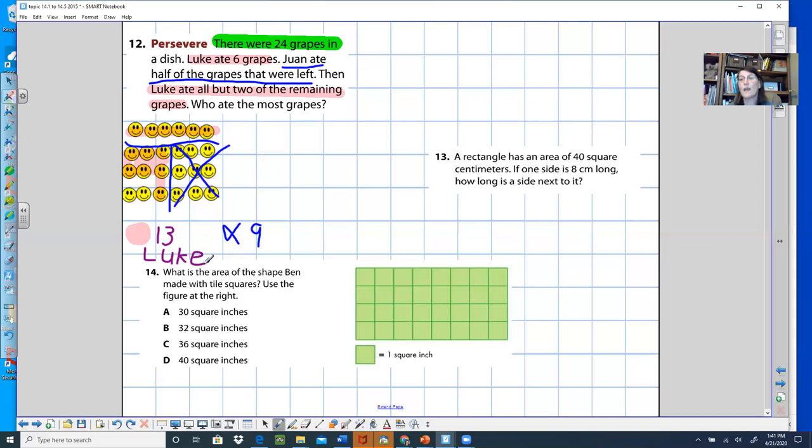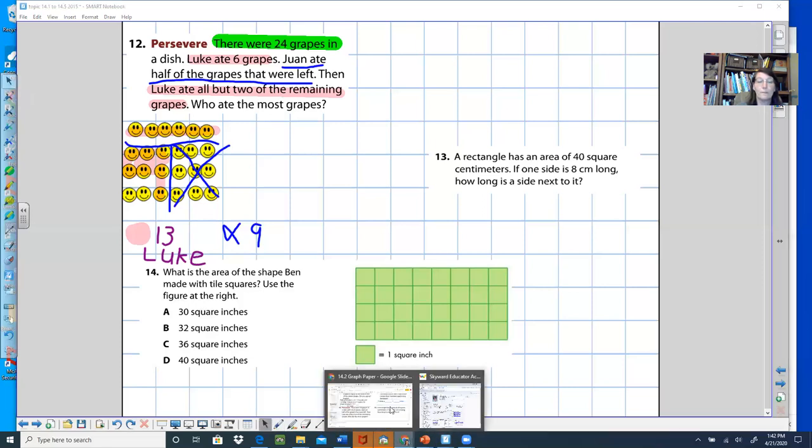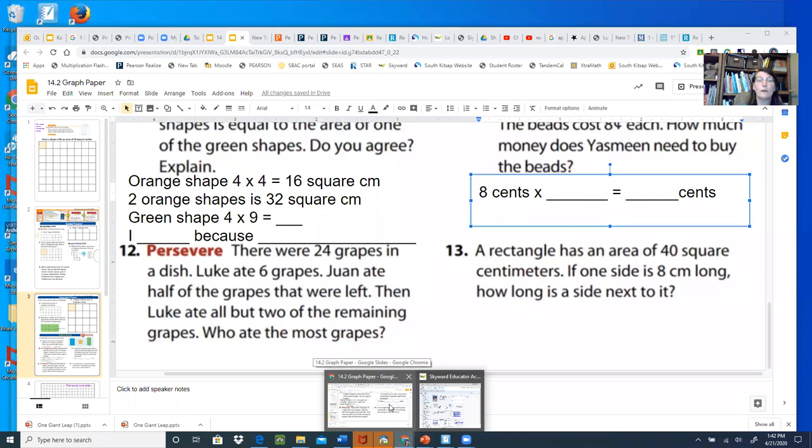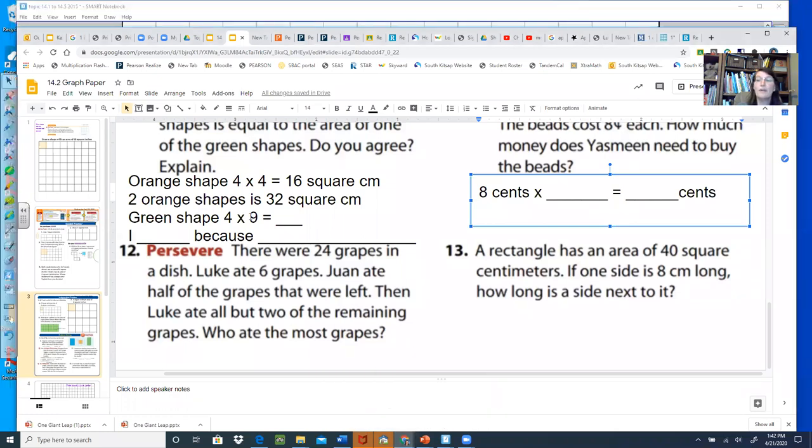So this is one, I'm sure there's some sort of equation way that could have been solved, but at this stage of third grade, I would expect most of us to want to draw a picture like I just modeled. So I am going to go back to the other version. Is that what I want? Yeah. Okay. Number 13, a rectangle has an area of 40 square centimeters.